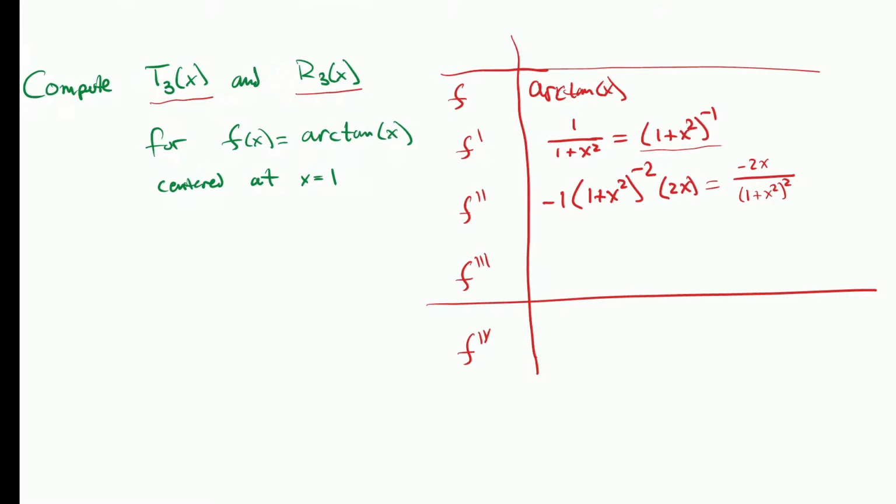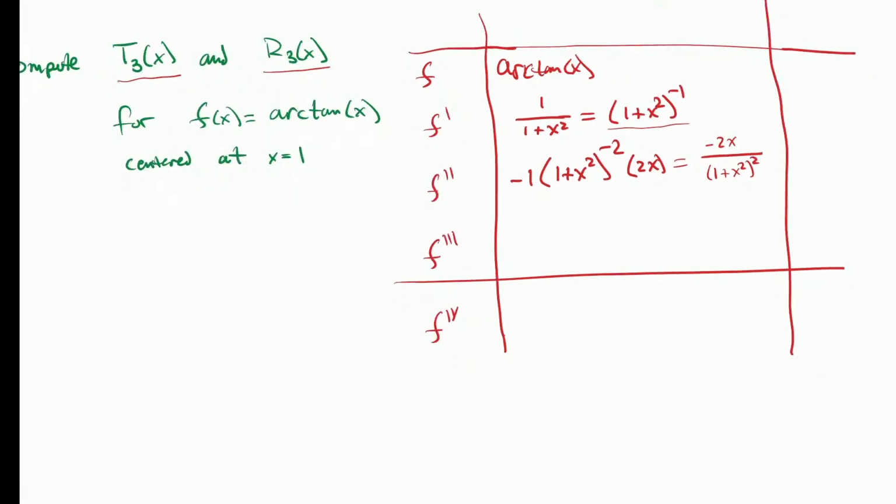I've been avoiding it, but I don't think I can anymore. We're going to have to use the quotient rule, aren't we? Okay, well, it's okay. We got the time. We can do it. So let's do this quotient rule. Low d high minus high d low over low low. You remember this? Okay, so low d high. So this is going to be 1 plus x squared squared times -2.